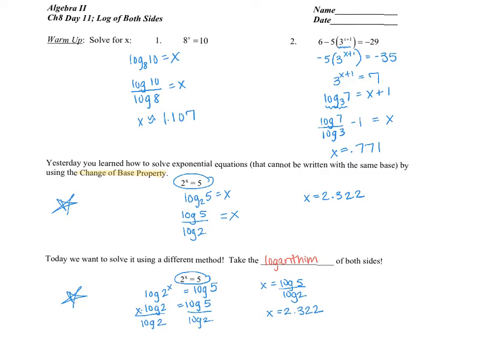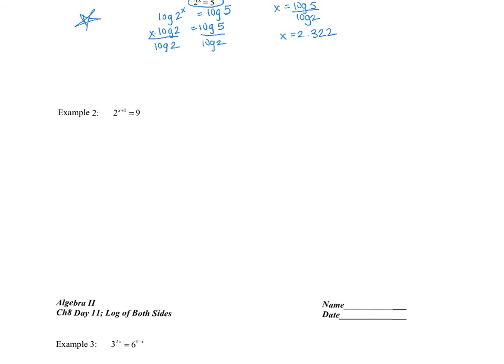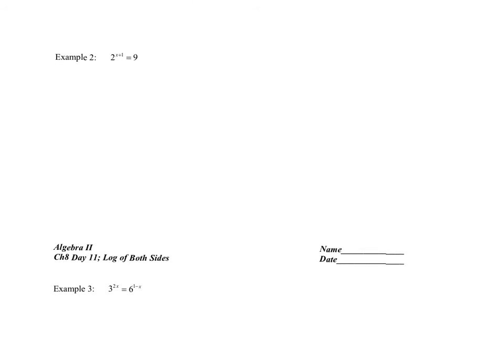So let's try another example. Let's look at example 2. So we're going to be working today with this new method, which is taking the log of both sides. So here we're going to work with example 2. We have 2 to the power of x plus 1 equals 9. And our goal is to figure out when we add 1 to some number and take 2 and raise it to that power, we get 9. And I can't do that in my head. So what we're going to do is we're going to take the log of both sides.